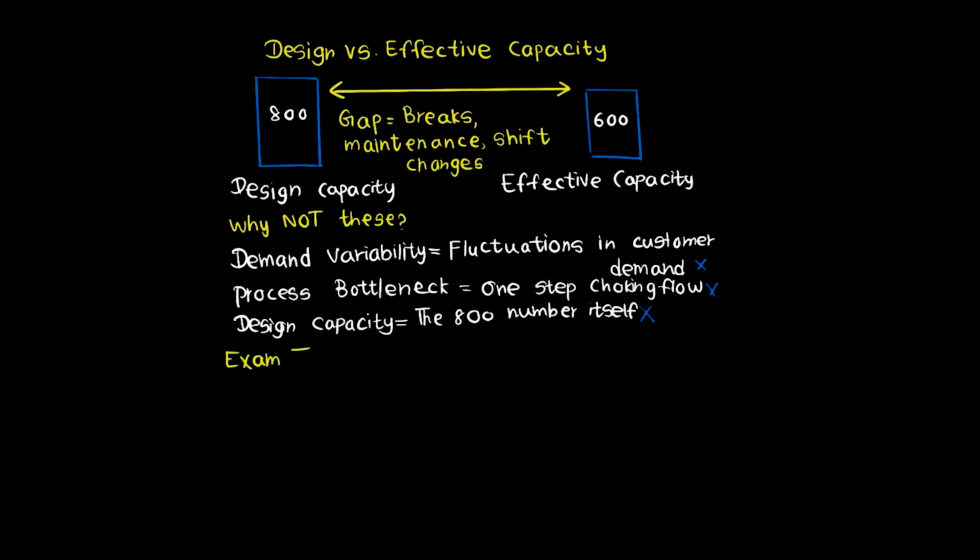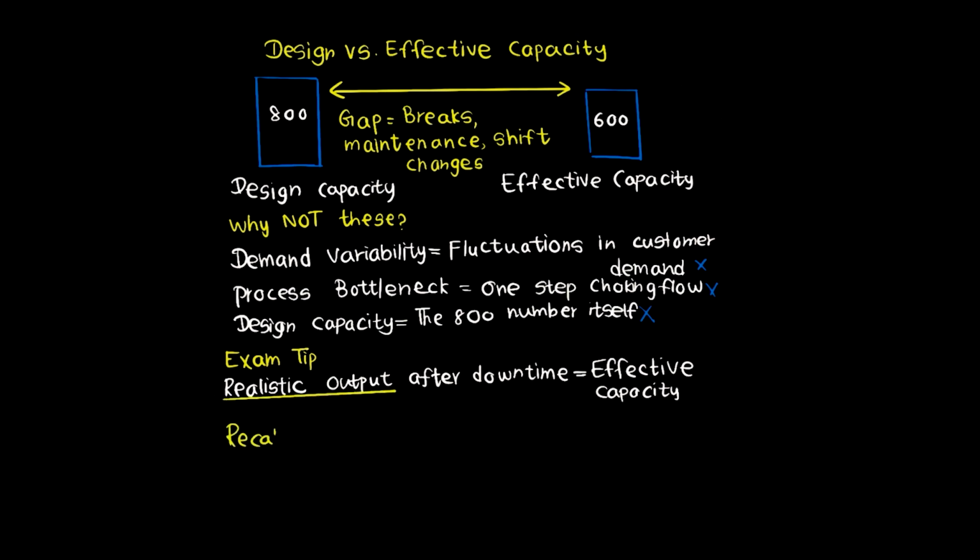Here's a WGU C215 OA exam tip for you. When the question describes a gap between theoretical max and actual realistic output, with reasons like breaks, maintenance, or downtime, that is effective capacity. Quick recall hook. Effective capacity equals the everyday reality.